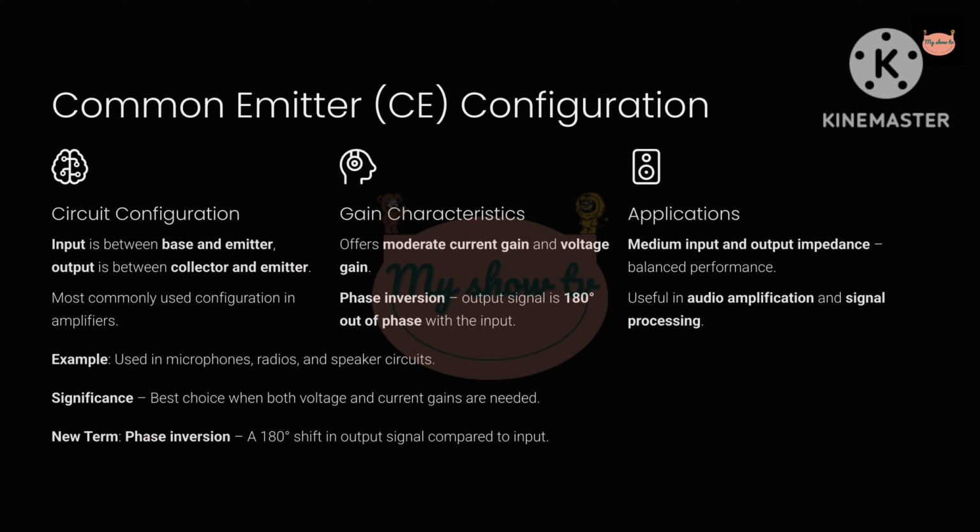One key characteristic is that it causes phase inversion, meaning the output signal is 180 degrees out of phase with the input. The input impedance and output impedance are both moderate, giving it a balanced performance. This setup is suitable for general amplification purposes. Example, you'll find CE configurations in devices like microphones, radios, and speaker amplifiers. A new term here is phase inversion. It simply means that if the input goes high, the output goes low, and vice versa.